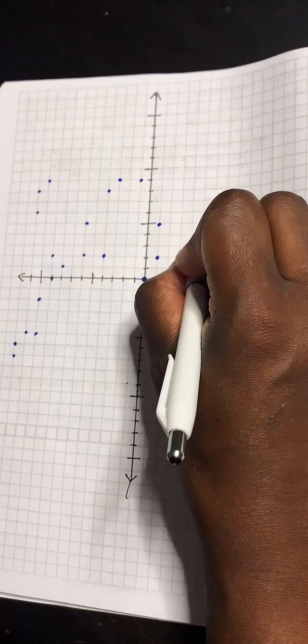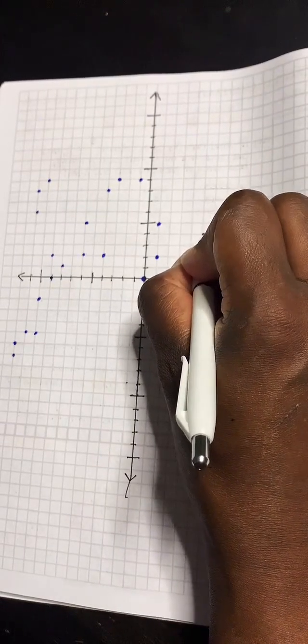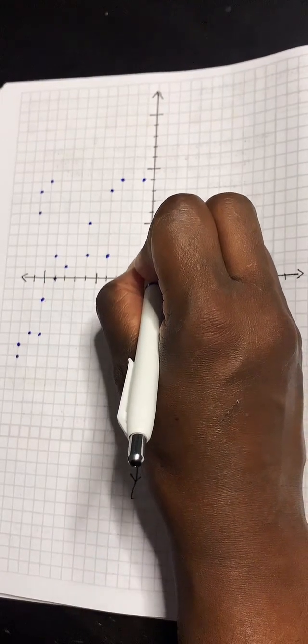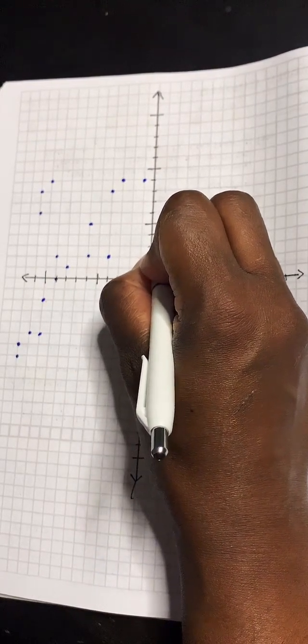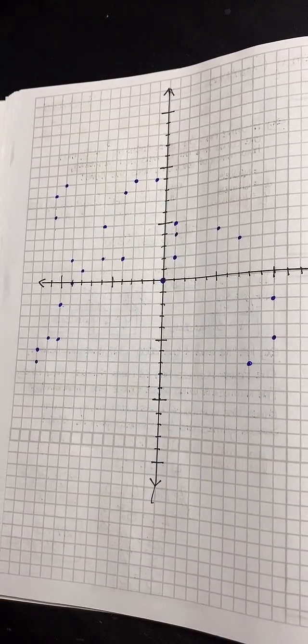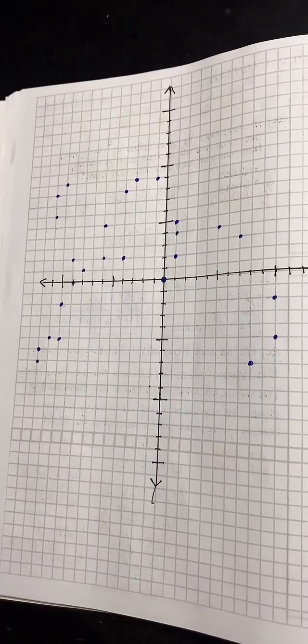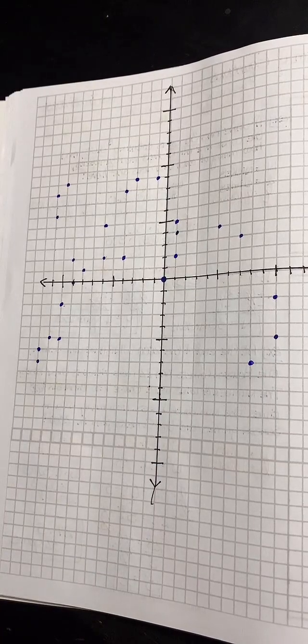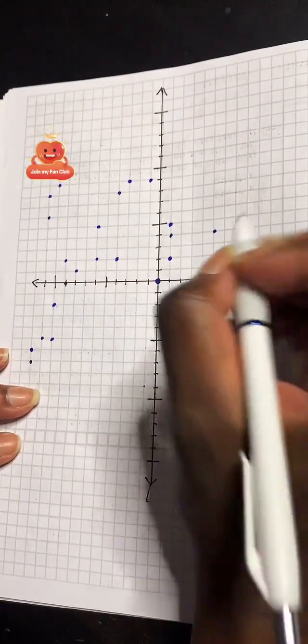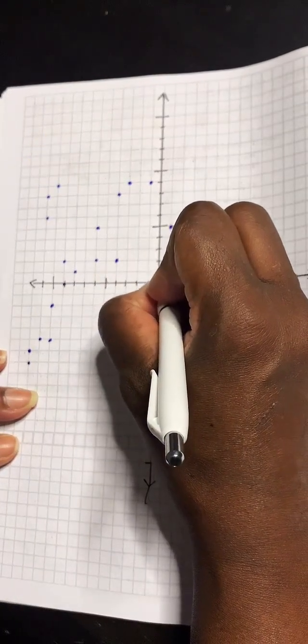1, 2, 3, 4. 1, 2, 3, 4. Okay. All right. Well, supposedly this is line 1. Okay. So let me connect the dots.